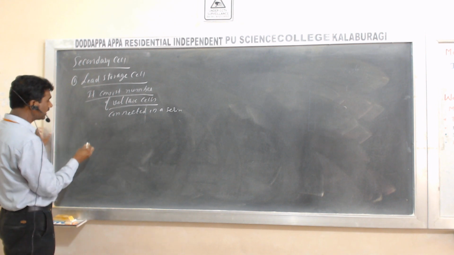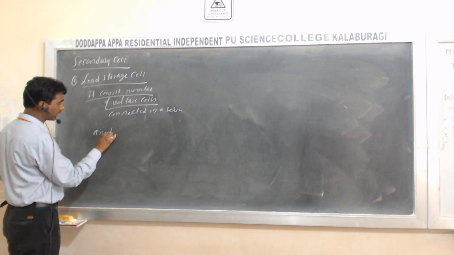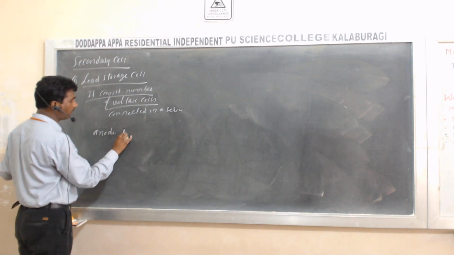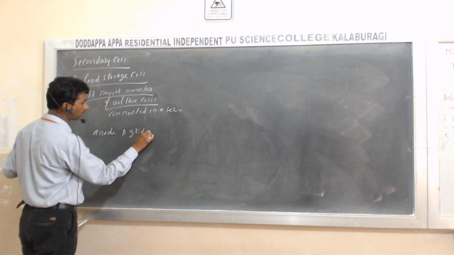In this lead storage battery, which is the anode? Very important: a grid of lead.